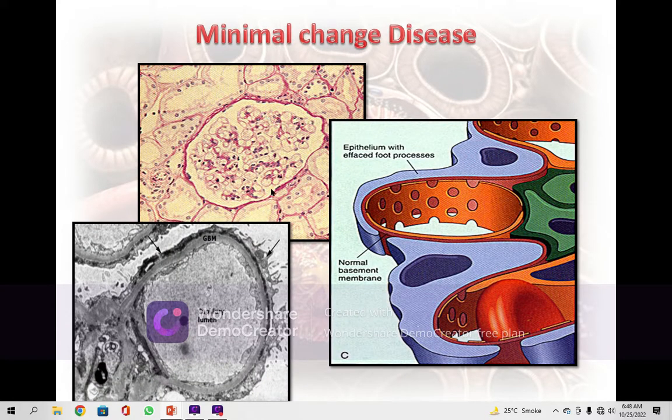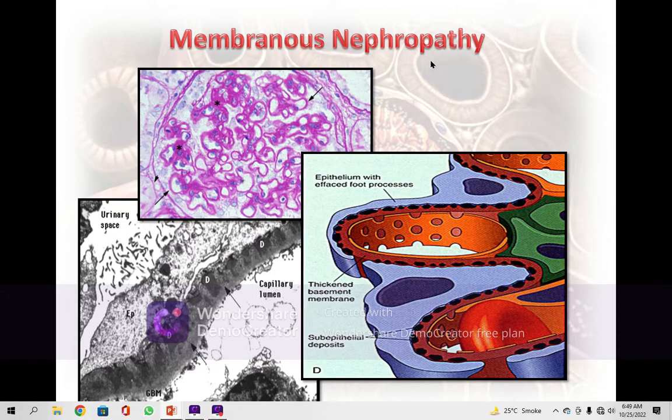And the minimal change you find is the loss of the foot processes. Because in the biopsy, no change is seen. If you use high power field, you will find this, that is, with the normal basement membrane, and the foot processes are blunted or gone from this epithelium. And that is the only change we see. That is what is called minimal change disease, MCD.